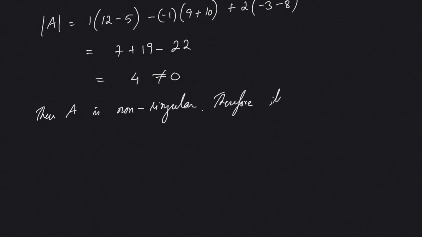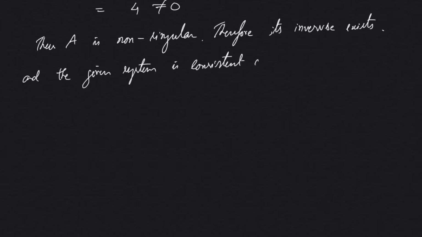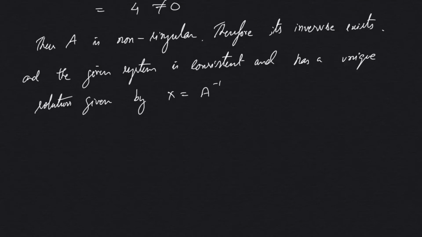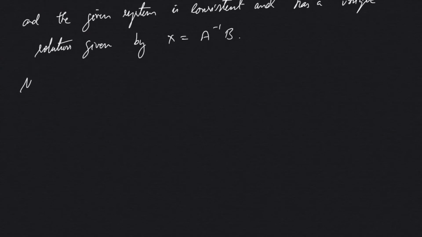Therefore, its inverse exists and the given system is consistent and has a unique solution given by X equal to A inverse of B.